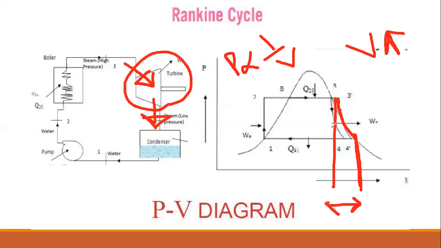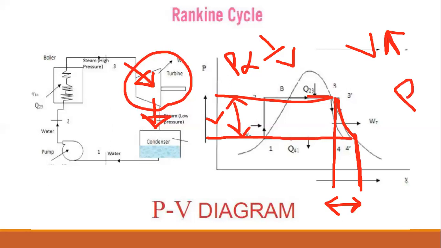If I take the pressure at 3 and the pressure at 4, you can see there is a decrease in pressure. So in the turbine, the pressure decreases, the high pressure steam goes in and the low pressure steam flows outside the turbine. So the pressure decreases, and we can say the volume is also increasing. It is known as expansion. It is known as isentropic expansion.